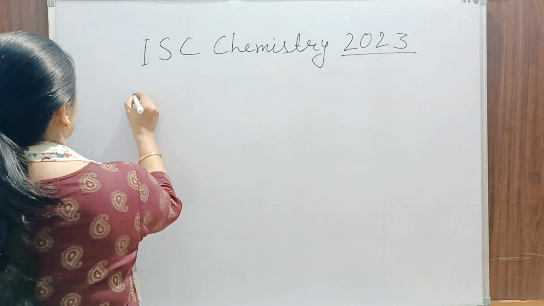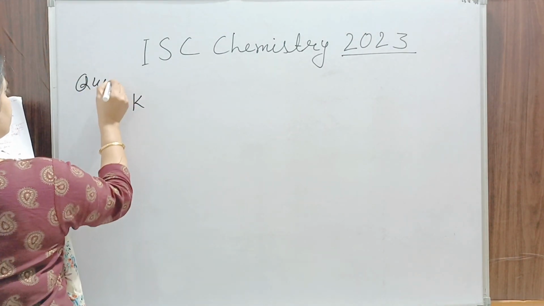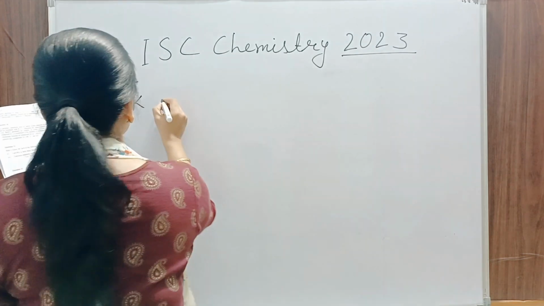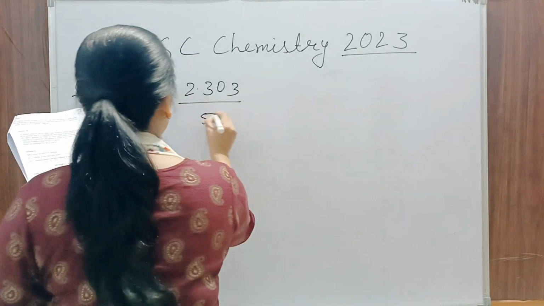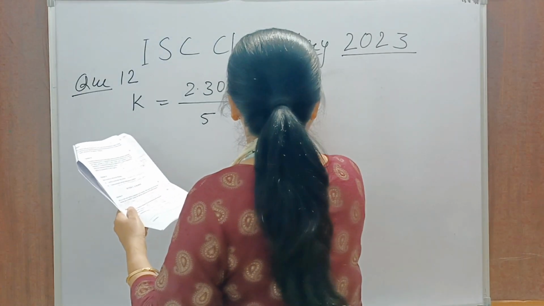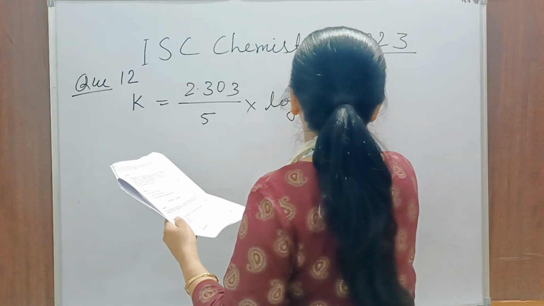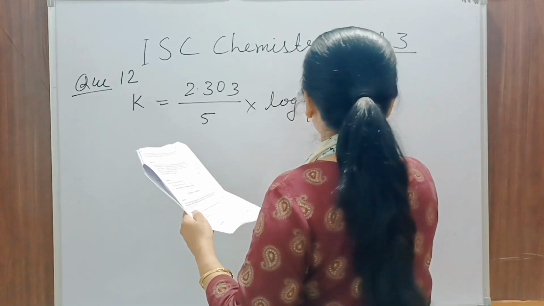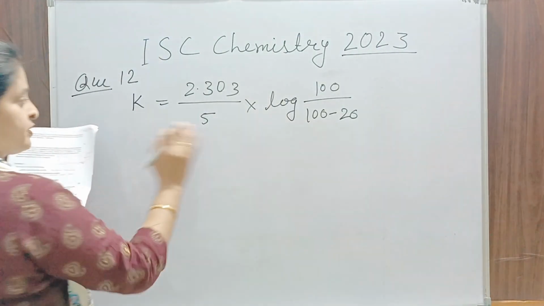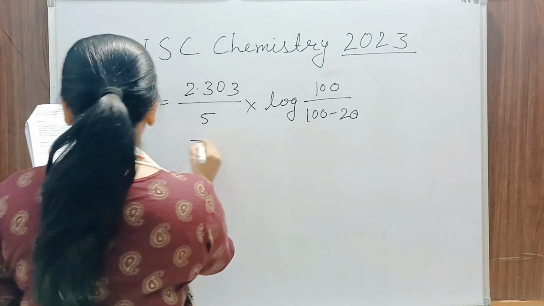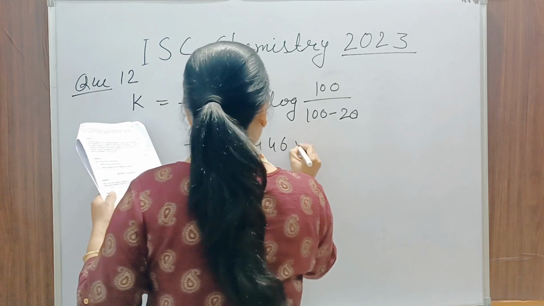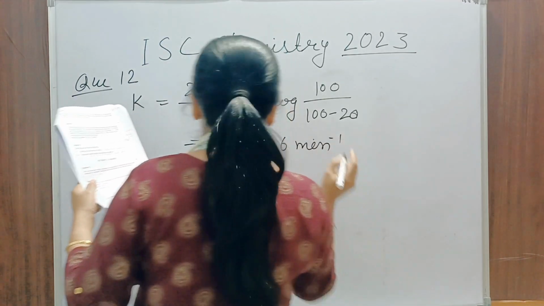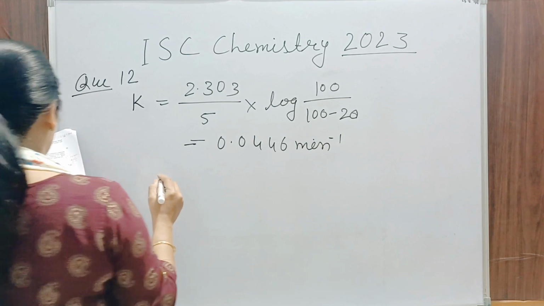So how can we solve this question? So let us solve it. Question number 12. 5 minutes is given in the question. Then we have to take log 100 upon 100 minus 20, since 20% is given in the question. So when we solve this, K is 0.0446 per minute.